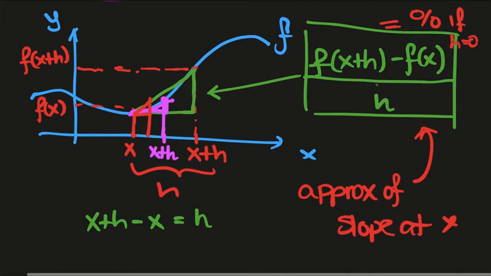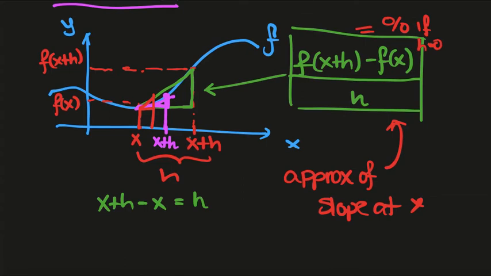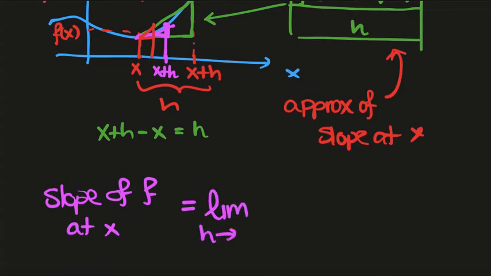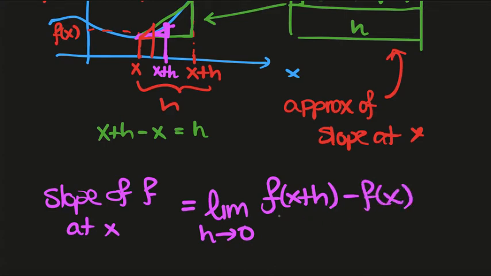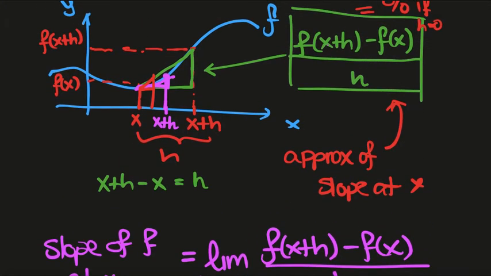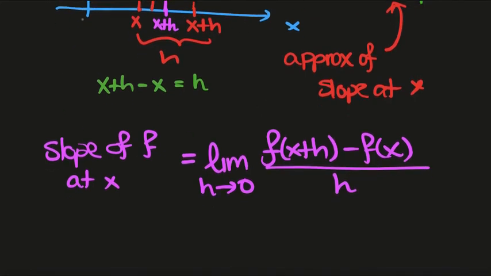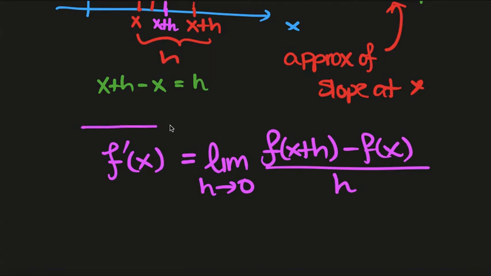So we can use our understanding of limits. We define the slope of f at the point x as the limit as h tends towards 0 of f of x plus h minus f of x, all divided by h. It's in some sense the best approximation of the slope given by the rise over run formula. We often don't want to write slope of f at x every time, so we denote this by f prime of x.